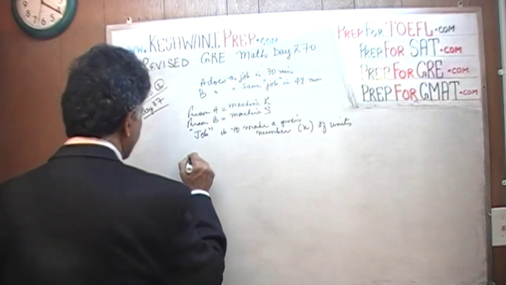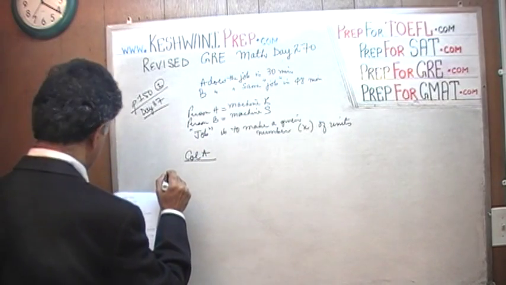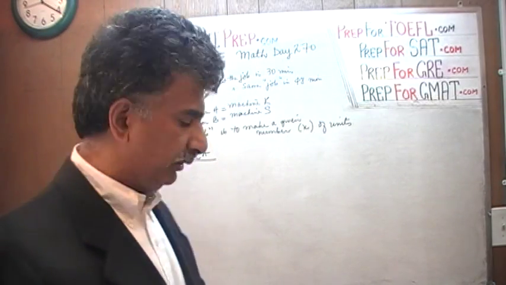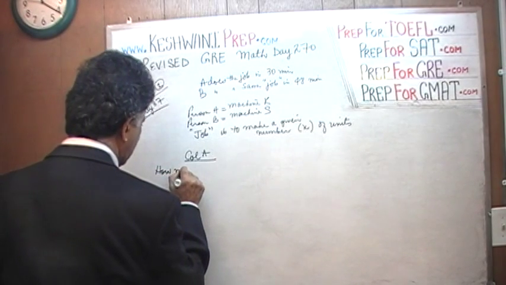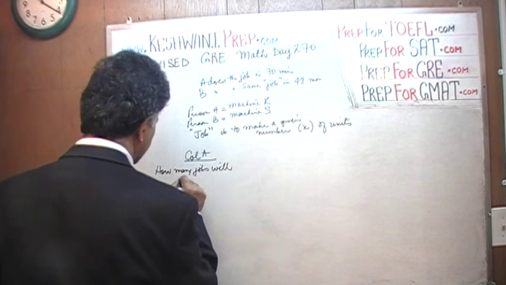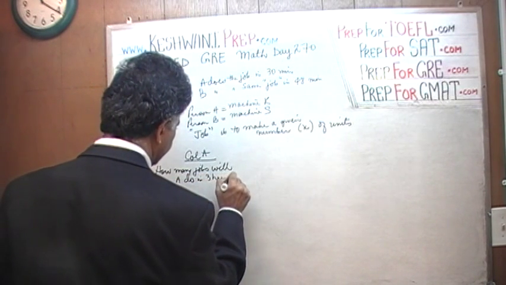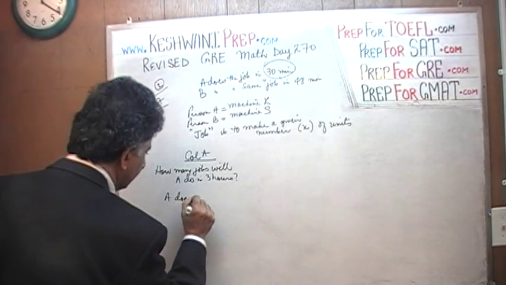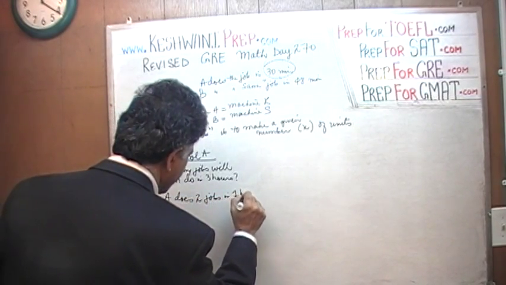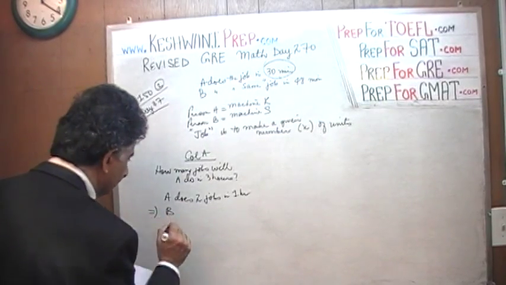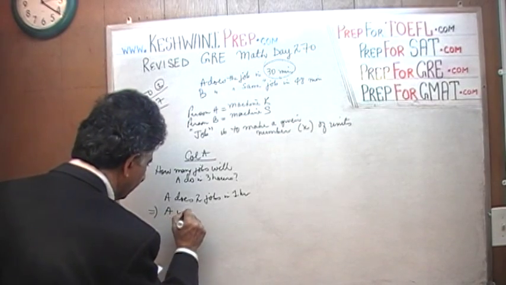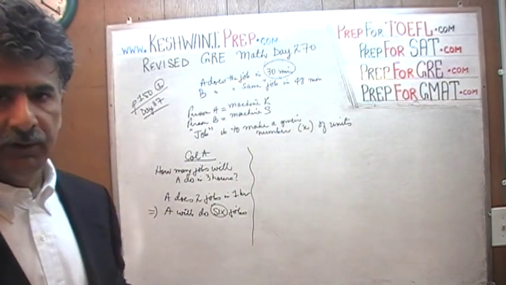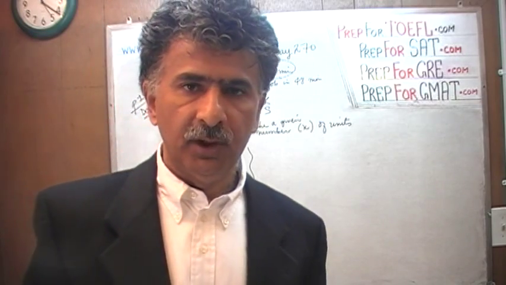What we are being asked to compare is this. Here's our column A. How many jobs will A do in 3 hours? This is a very straightforward question because we are told that A does the job in 30 minutes. So A does 2 jobs in 1 hour, which implies that in 3 hours A will do 6 jobs. That was the easy part.